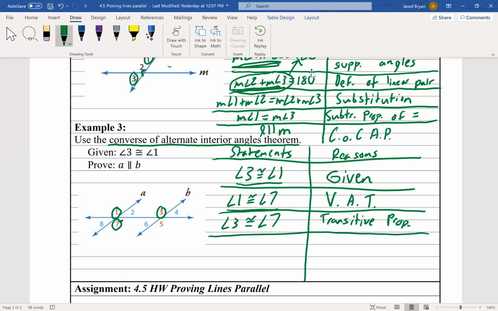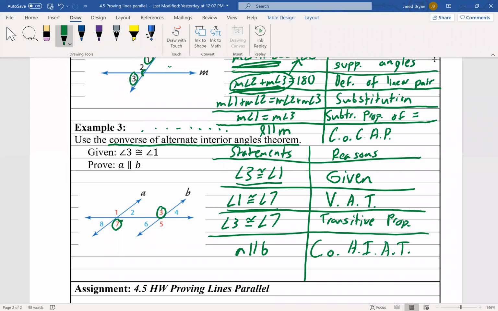Okay, and notice now we actually hit our goal very quickly. We were trying to show that angle 3 and 7 were congruent or equal. And if we could get to that point, which we just did, then we can immediately jump to saying that the lines are parallel. So I'm actually at my last statement now. I can now say that A is parallel to B. And what is my reason for that? How do I know that? Well, remember, it tells us the theorem that we're going to use at the end here. This is the converse of the alternate interior angles theorem. Converse of alternate interior angles. And that would be the rest of my proof.